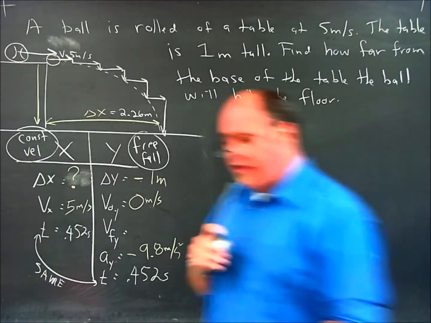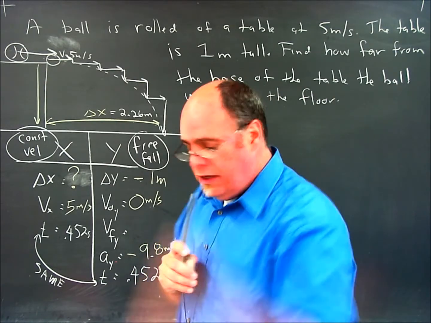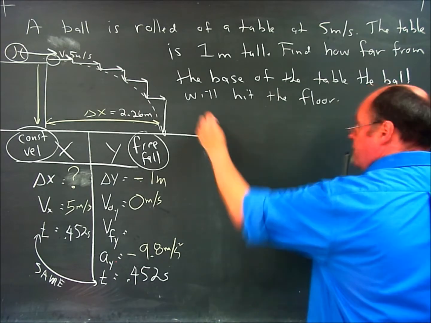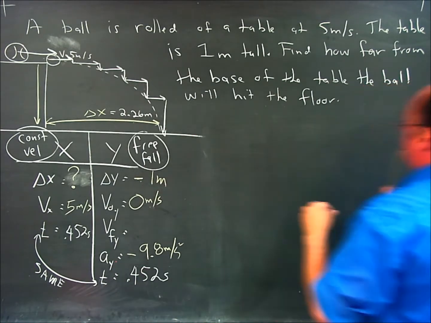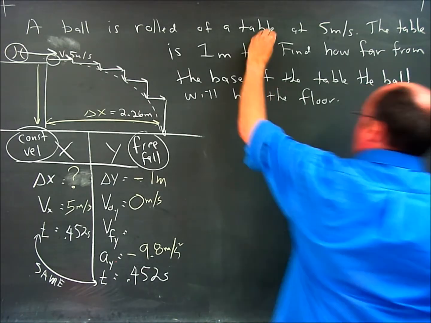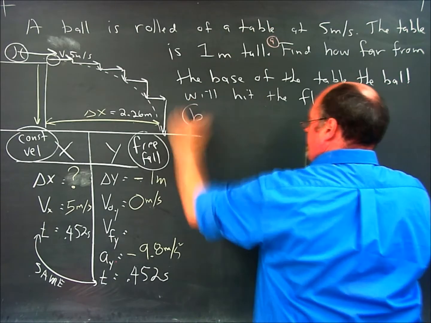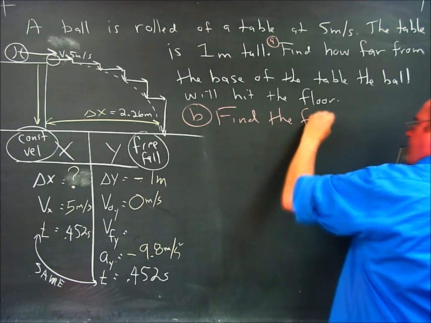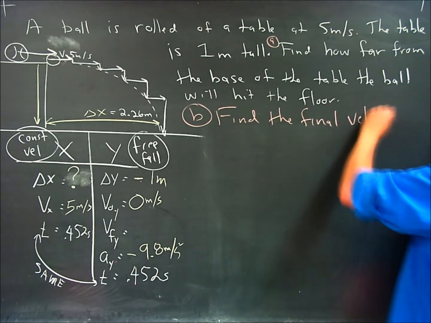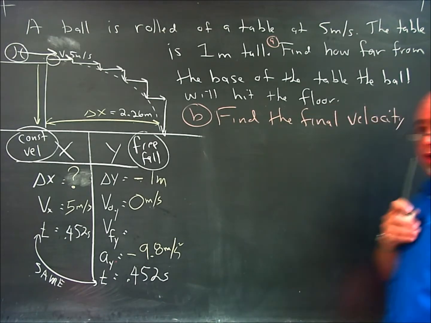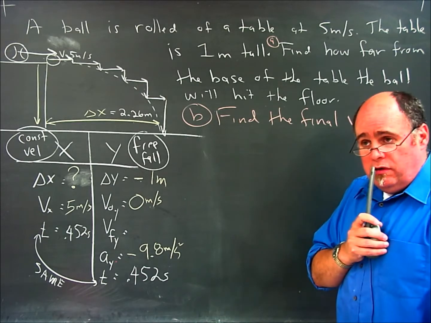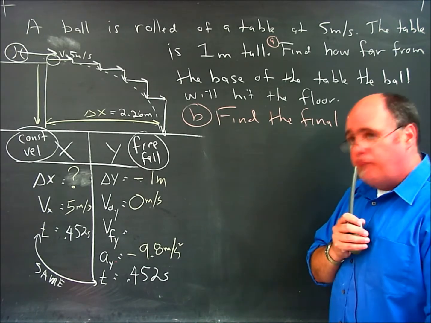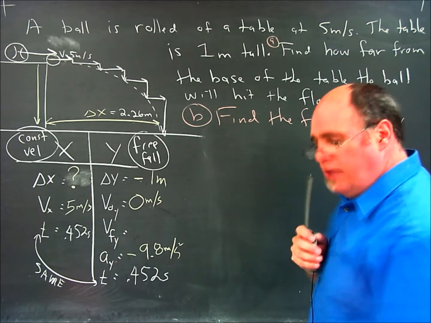How about if I added a part 2 to this and I said, find the final velocity? So if I said this was A, I could say B. Find the final velocity. Meaning, what's the velocity of the ball right at the moment when it's about to hit the ground? Not after it hits the ground, but when it's about to hit the ground.